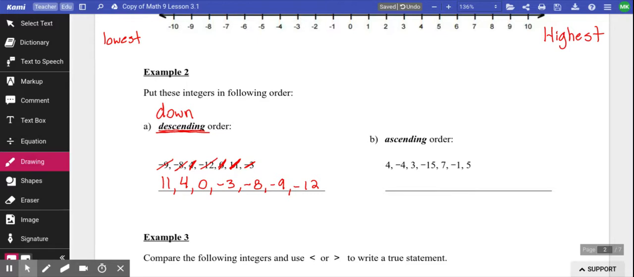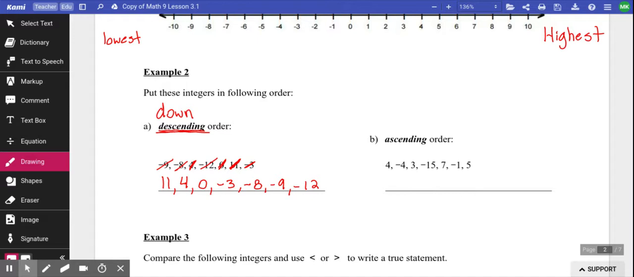If you think about it in terms of money, right? So maybe money in your bank account, descending order. The most amount of money is 11. That makes sense. Then it goes down to $4 in my bank. That makes sense. Down to 0 makes sense. Down to -3 means I have negative money, less money. Then down to -8, that means I have even less money. Down to -9, even less money. Down to -12, even less money. Right? That's called descending order.